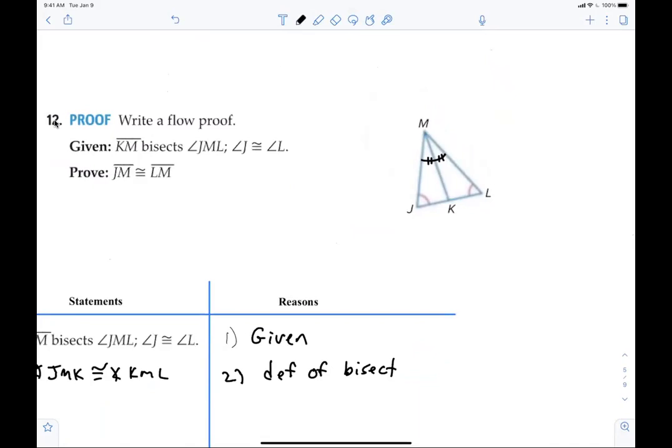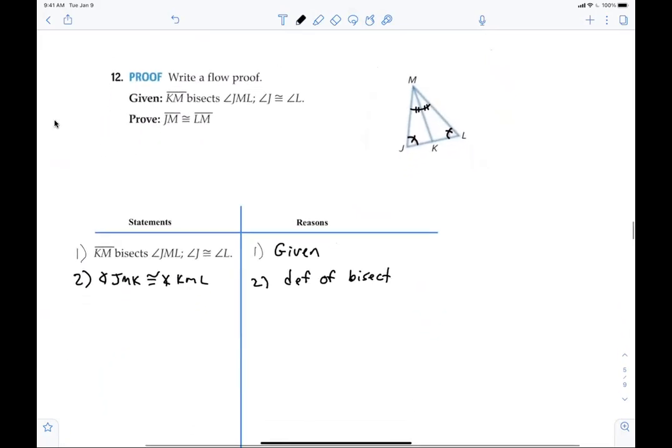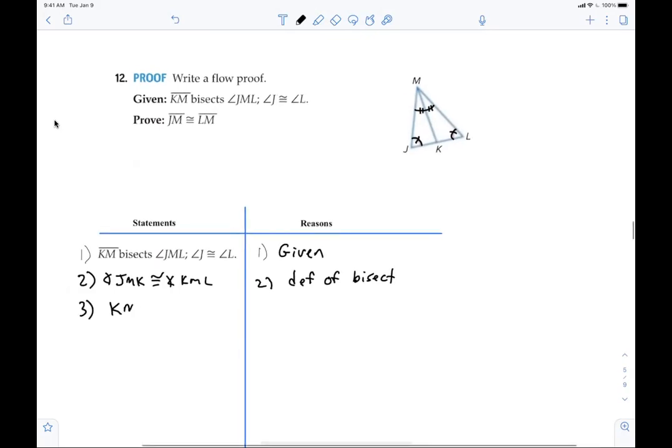Now they already said angle J is congruent to angle L. All right, so now what? Theorem. All right, I'll wait patiently. KM is congruent to KM. You are amazing. KM is congruent to KM. Why is that? Reflexive property. Right, reflexive property of equality.